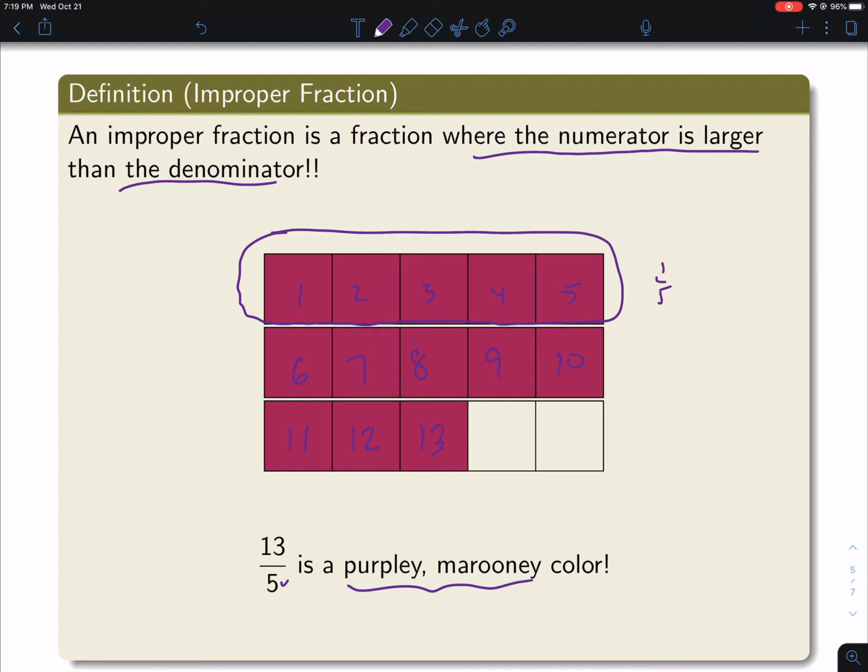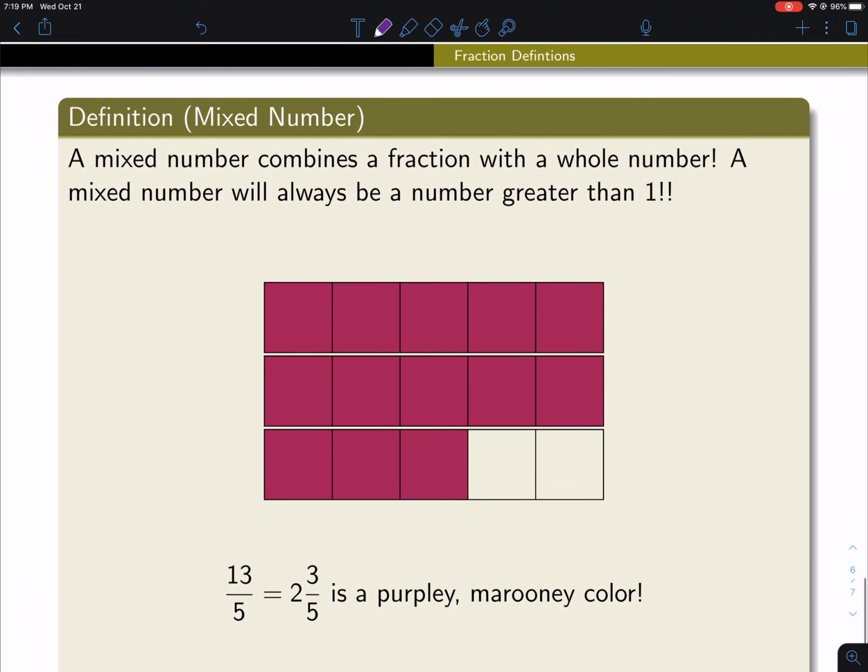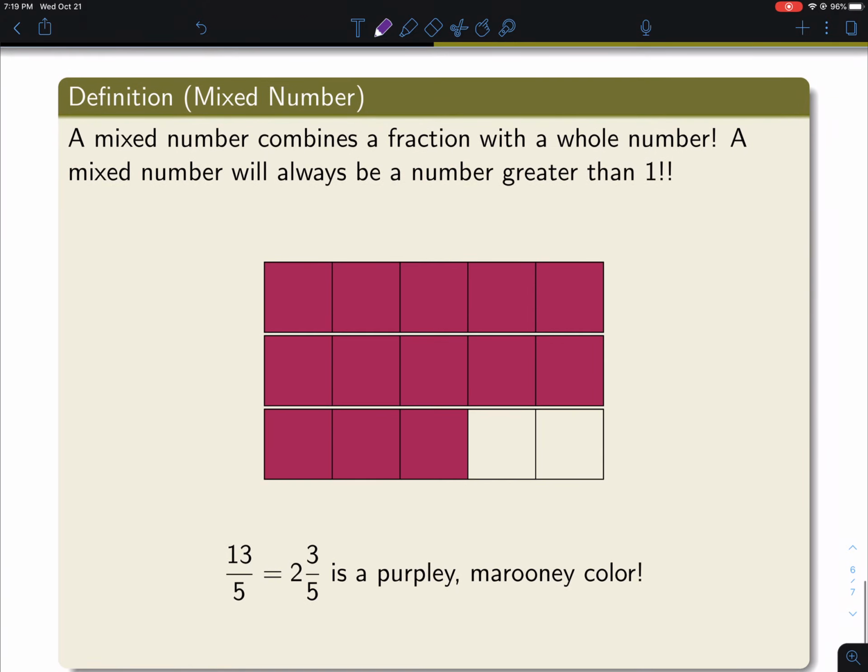All right, everybody okay with improper fraction? All right, good. So then we can do a mixed number, which is kind of what it sounds like. A mixed number combines two different numbers together. It combines a fraction with a whole number. The main thing to remember about a mixed number, since it has a whole number in there, is that these are always going to be things that are bigger than 1. So it's always going to be that way.